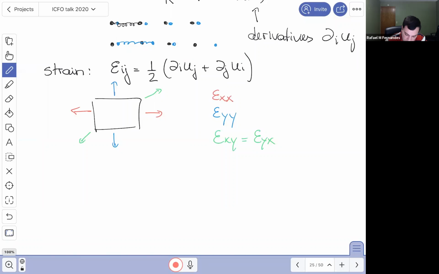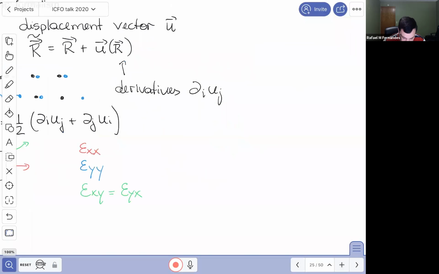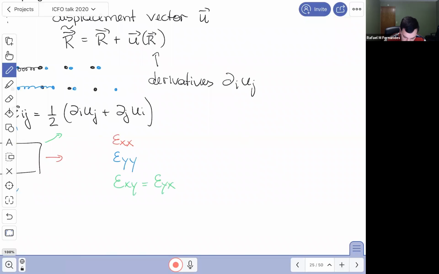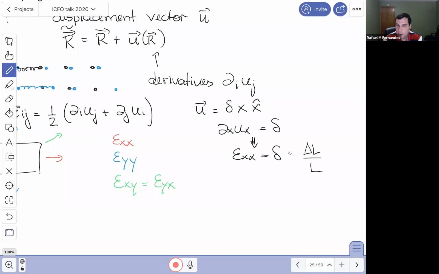Just one example, right? If I had applied, let me just do it here on the side, u to be some uniform or non-uniform delta that changes as a function of x along x, you see that the only component that is non-zero is dx ux, which is delta. So this means that I get epsilon xx that is delta. And this is exactly what you would call delta L over L, how much the X direction is being compressed or expanded, okay? So this is the relative displacement.